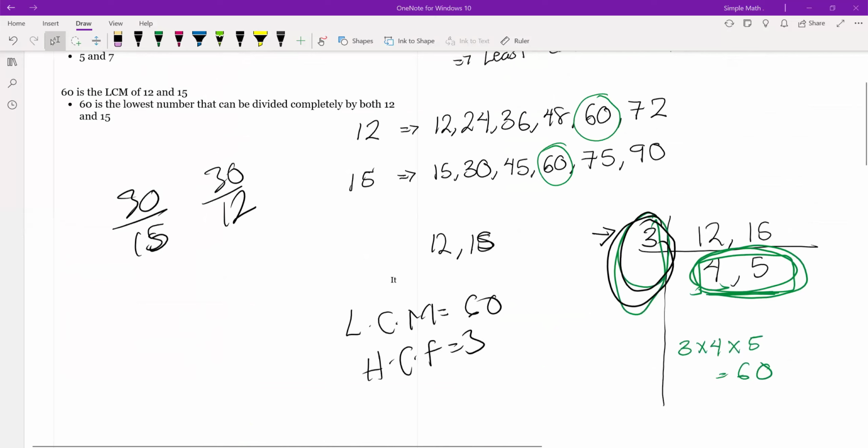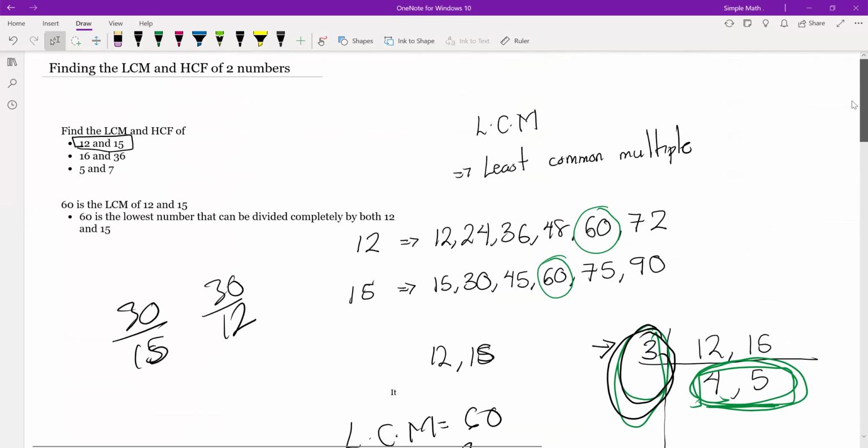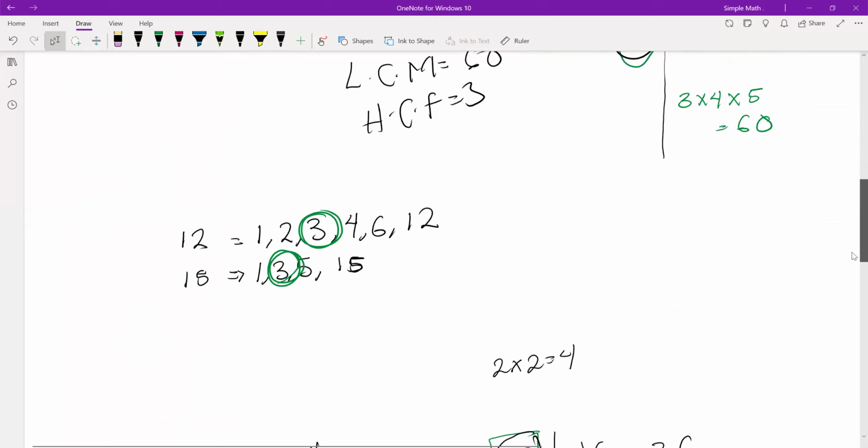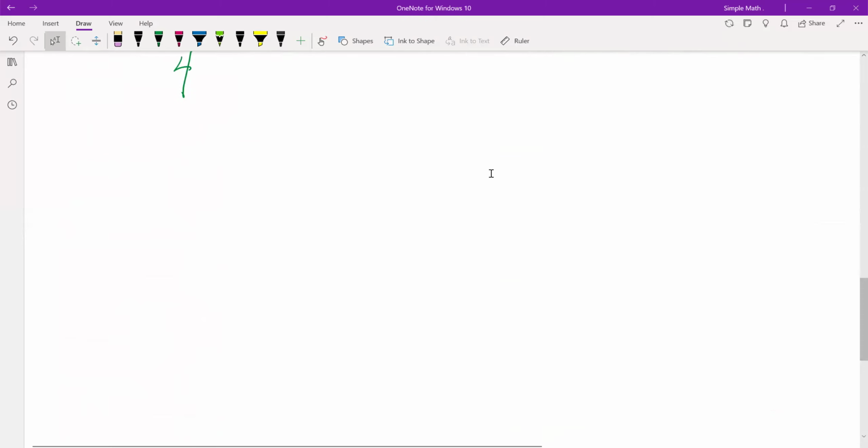Okay, so I'm just going to go through if there's anything I missed out, just to be sure I don't make any mistakes. Before I go to the last question: find the LCM and HCF of 5 and 7.